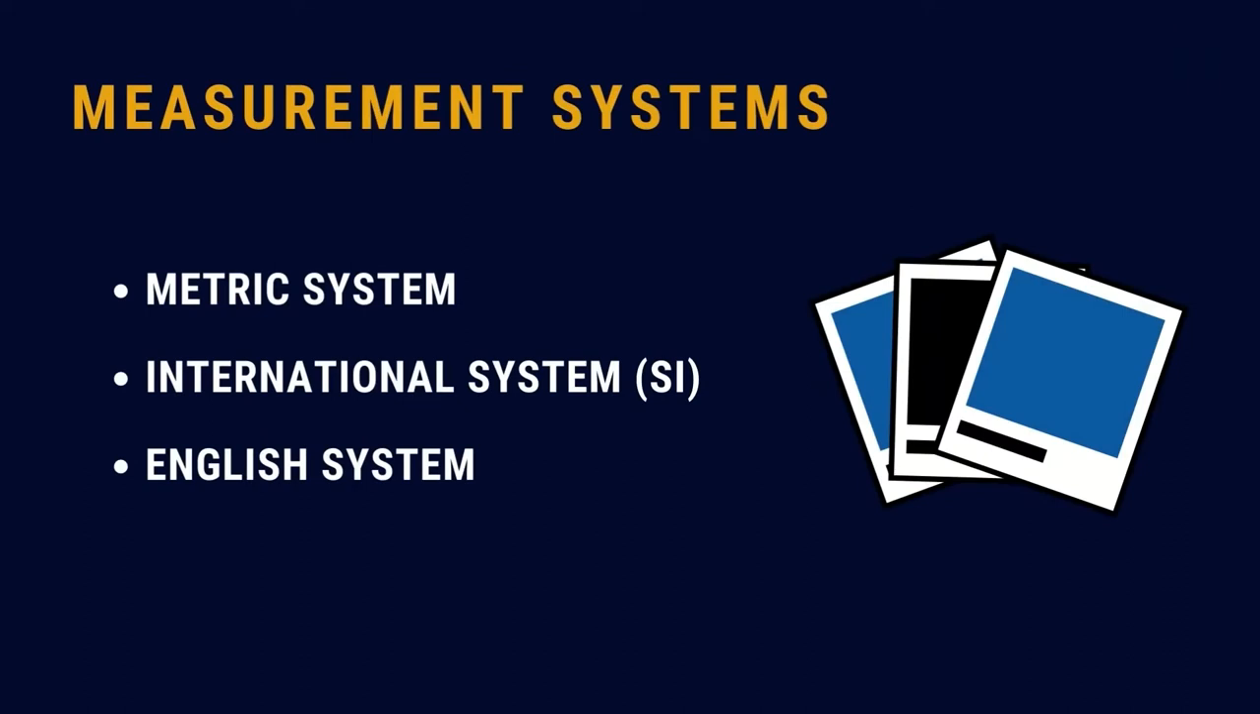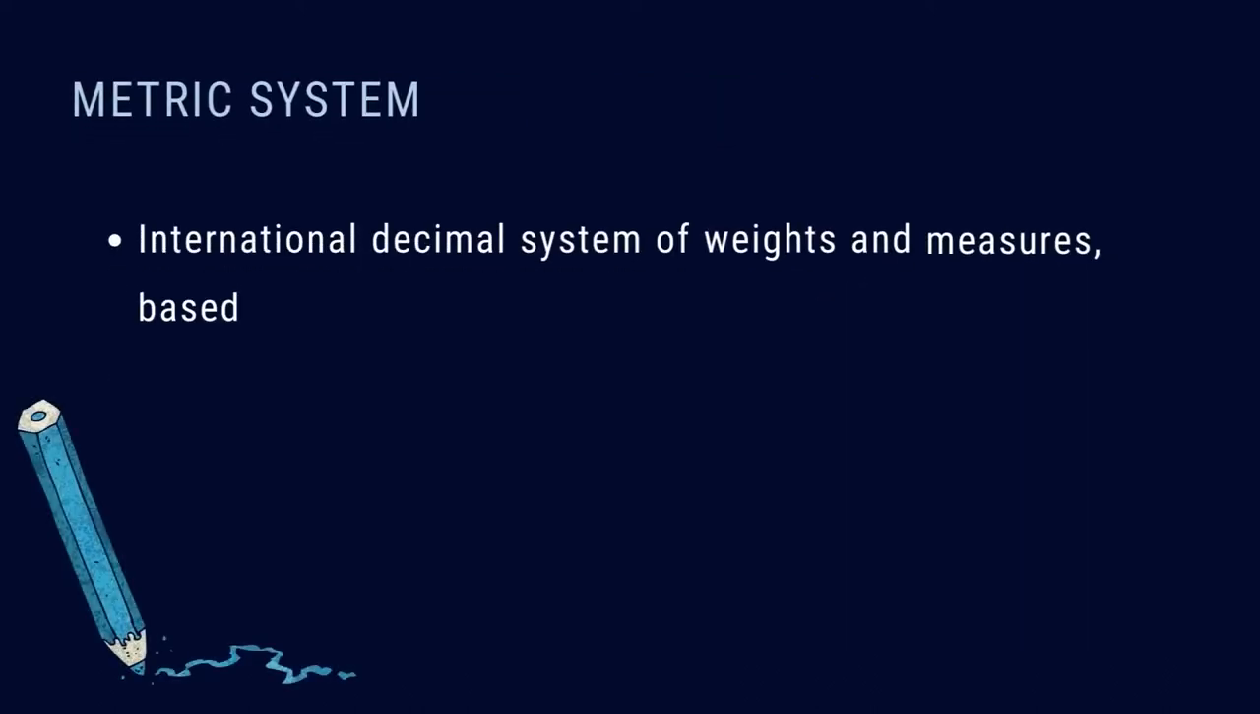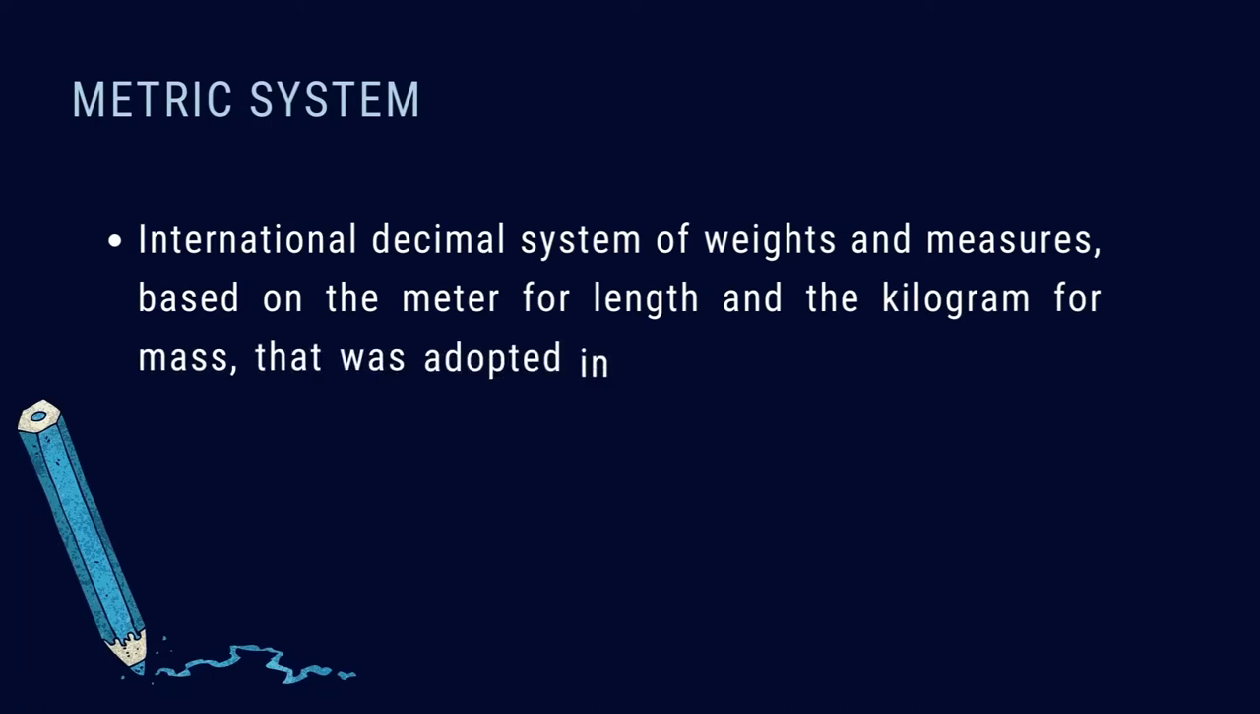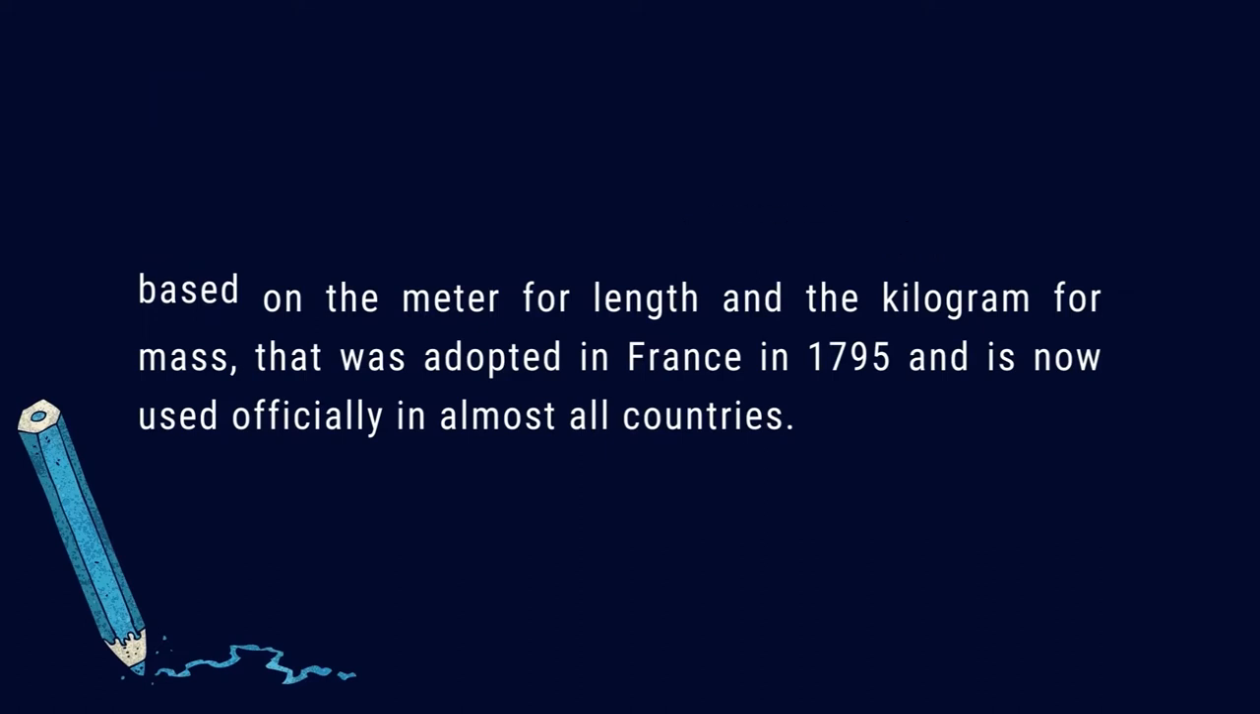There are three types of measurement: the metric system, the international system, and the English system. Metric system is defined as the international decimal system of weights and measures, based on the meter for length and the kilogram for mass. That was adopted in France in 1795 and is now used officially in almost all countries.